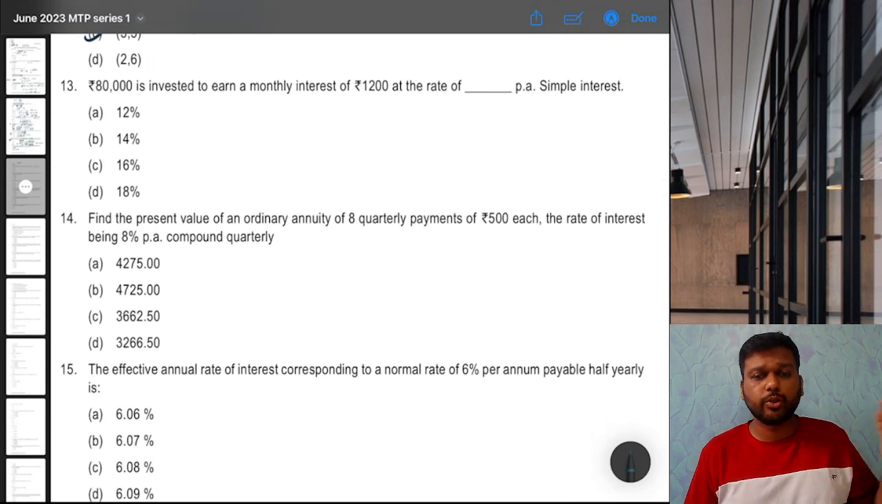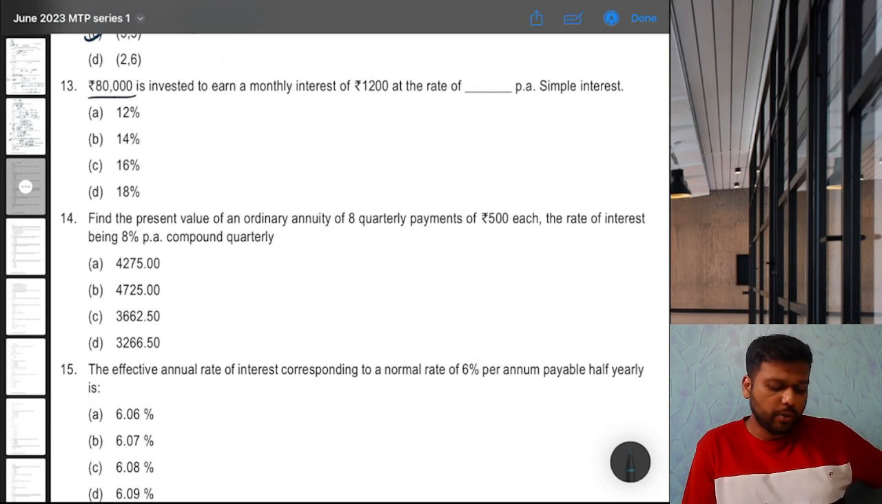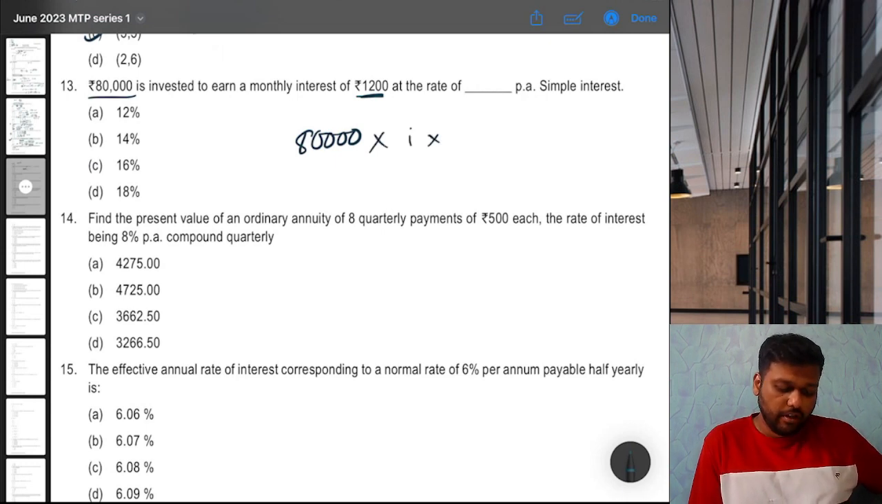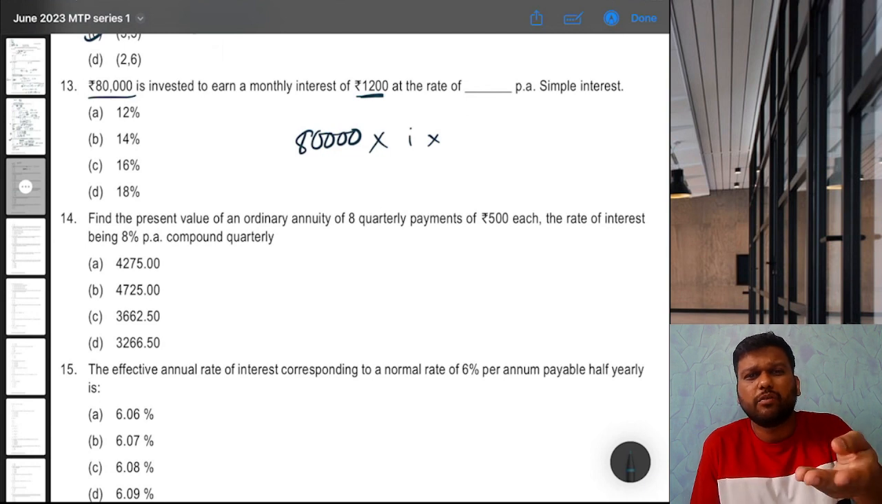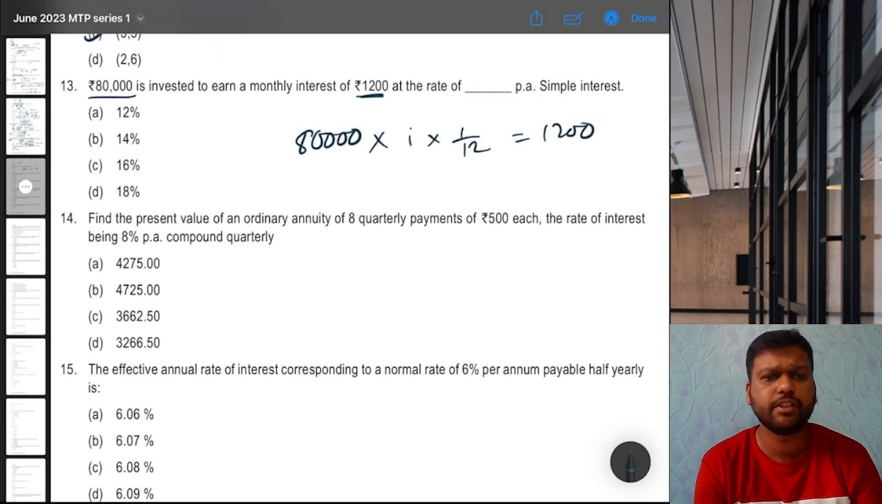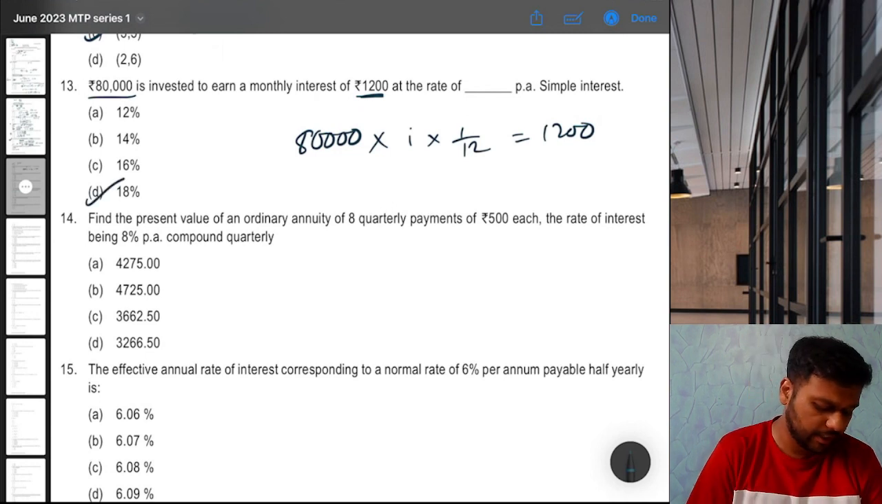Next. Now TVM questions have started. TVM is the most important chapter, highest weightage. 80,000 is invested to earn a monthly interest of 1200 at what rate of simple interest? So 80,000 into what rate, into 1 month, monthly interest should be equal to 1200. Or don't even write the equation, just go by options. 80,000 into 1 by 12 into what percent is equal to 1200. If you just solve, that will be 18%. D is the correct answer.